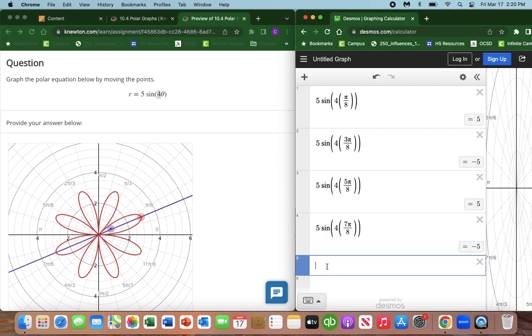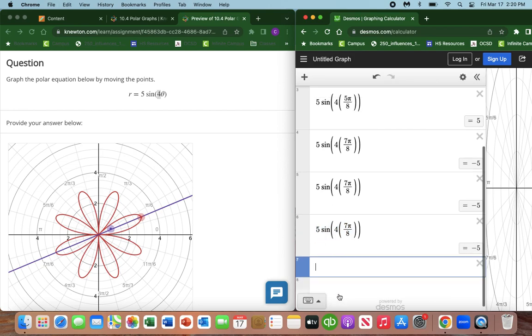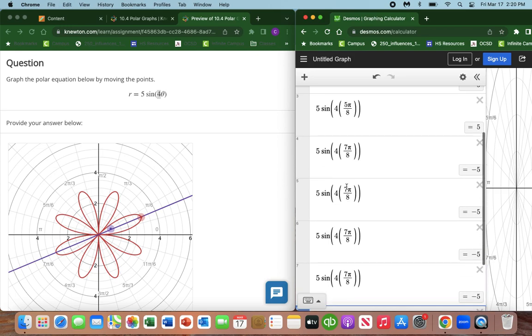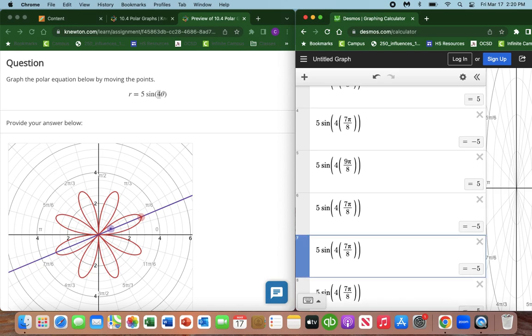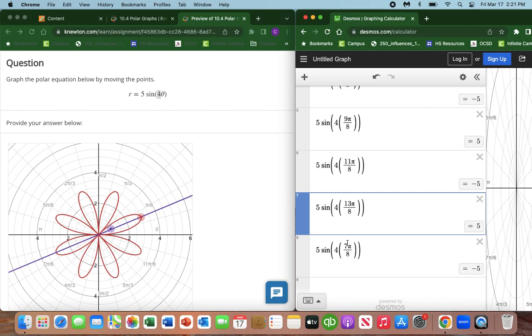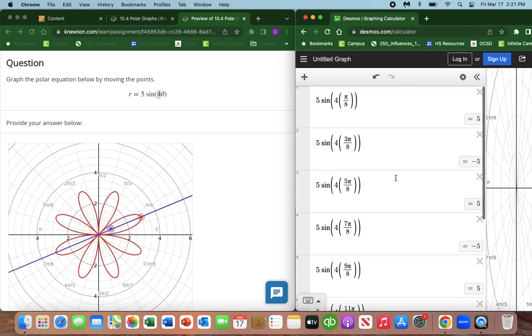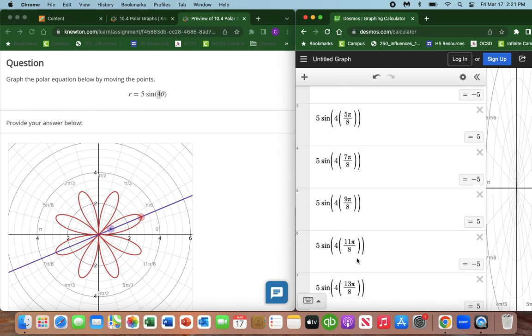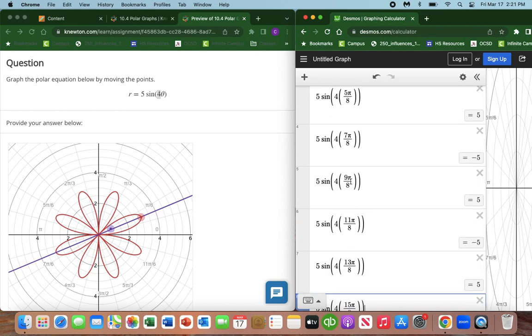So I'm just going to paste this 4 more times. And then we're going to go up. This is 9. This is 11, 13, and 15. And so you'll see that we're getting petals here because we're going back and forth between 5 and -5, 5 and -5, 5 and -5. And if I go in between and I use 10 pi over 8, I get 0. So I'm getting a bunch of these petals. And there's 8 of them total.